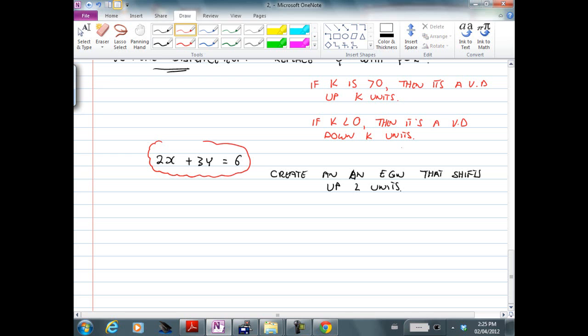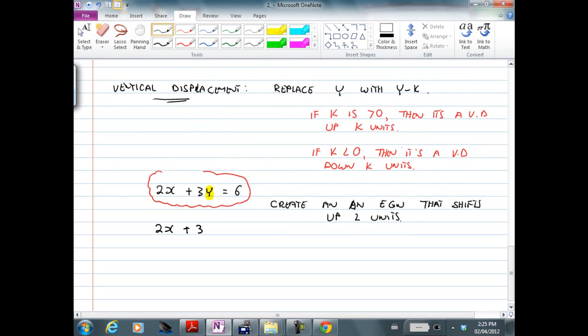I'm going to ask you to leave everything the way it is. I'm going to shift up. So I'm going to ask you to highlight the letter you're going to replace right now. You're going to replace y, because when you shift up and down, you're going to replace y. So we're going to write down, everything stays the same. 2x. I haven't touched 2x in any way. Plus, we're going to do theory. Look at the theory. I want you to replace y with y minus k.